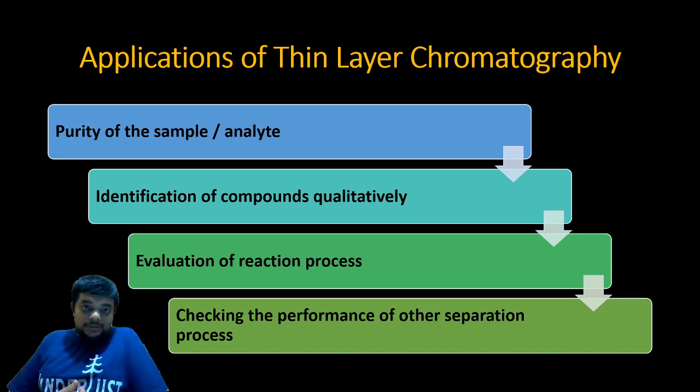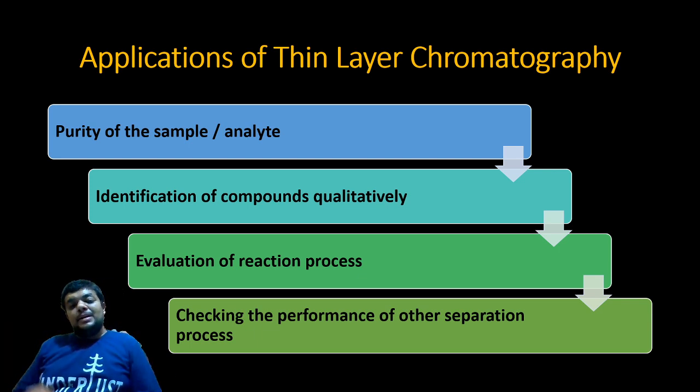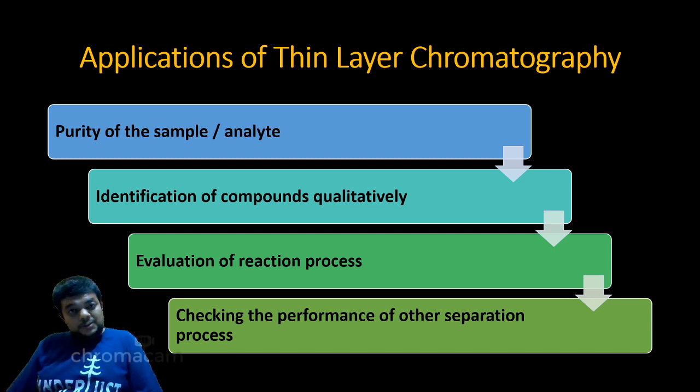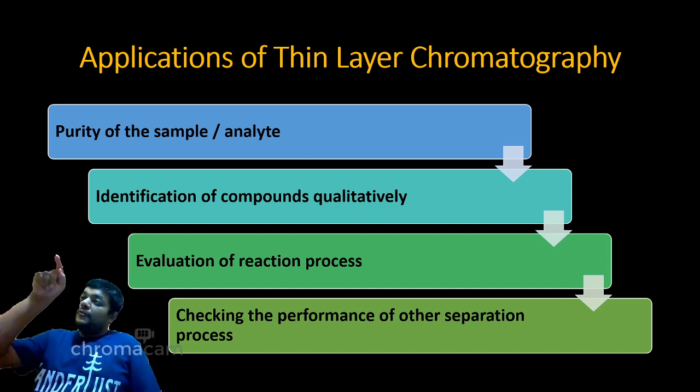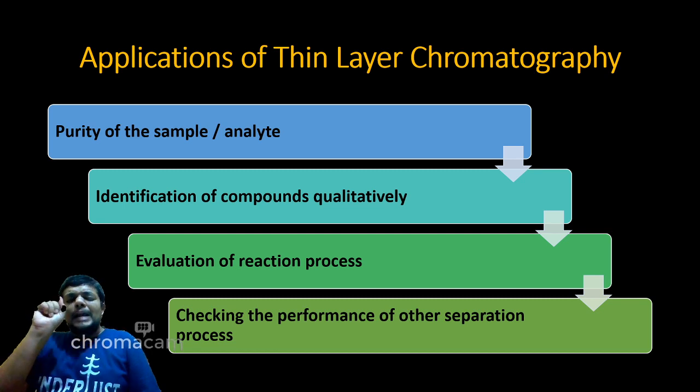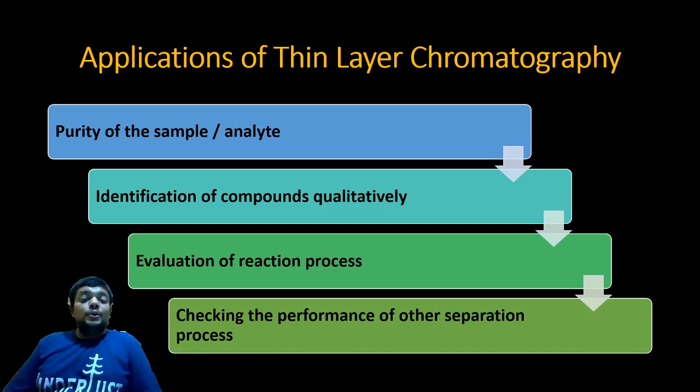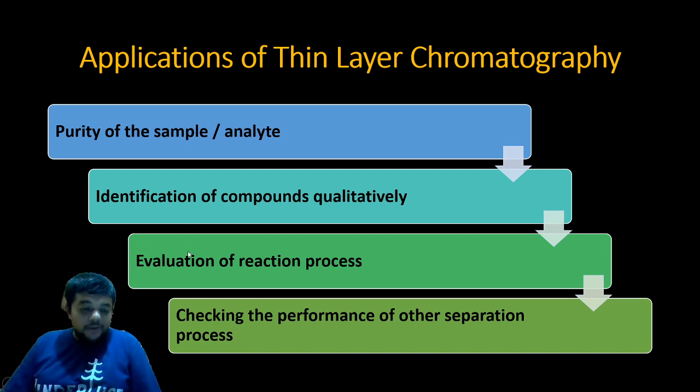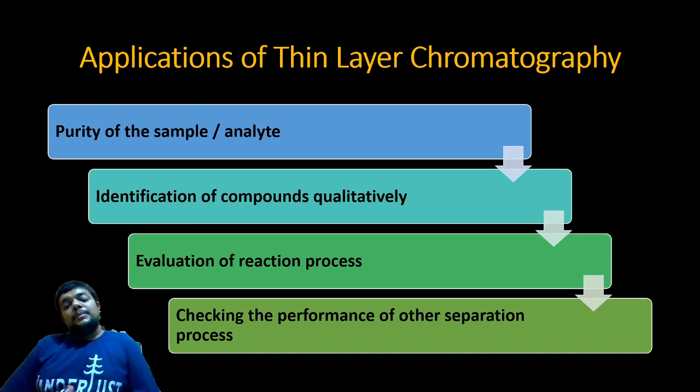Evaluation of the reaction process. This is the most important thing organic students do. They start with aniline. They are preparing acetanilide. They will take a spot of aniline, they will put a spot of acetate lead and allow it to run. And then they will compare the product spots with the reactant spots. Product spot is always different from reactant spot, but sometimes on the way of the product spot, you find a light dot of reactant. And hence you say that still allow the reaction to move further. So this comes under the category of evaluation of reaction process and checking the performance of other separation processes.